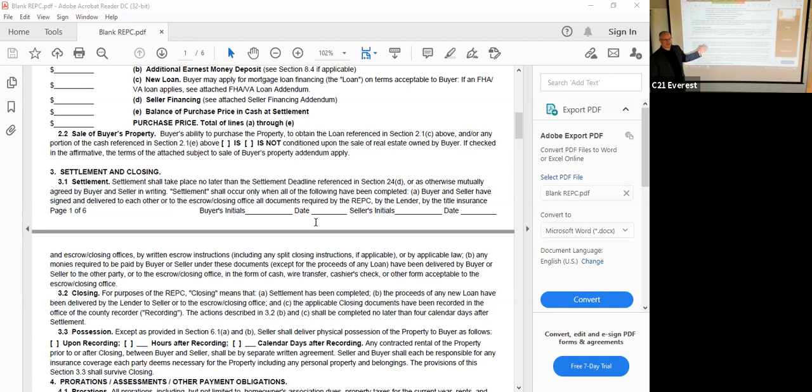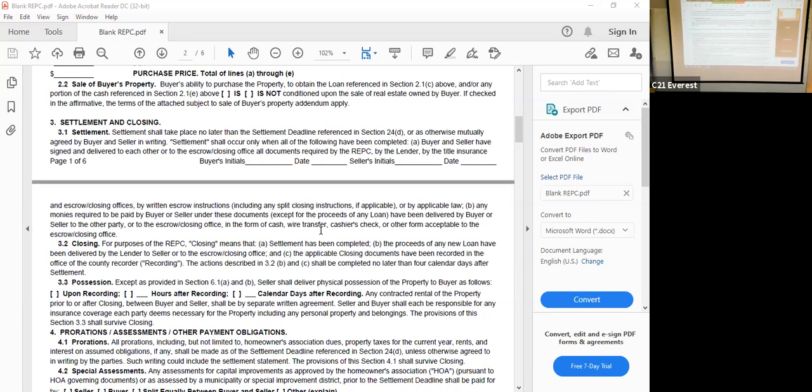And if that's the case, then it's not subject to the home selling in most cases. Okay, hopefully that's clear. Okay, settlement and closing. Now, we're all guilty of using the language interchangeably and inaccurately.